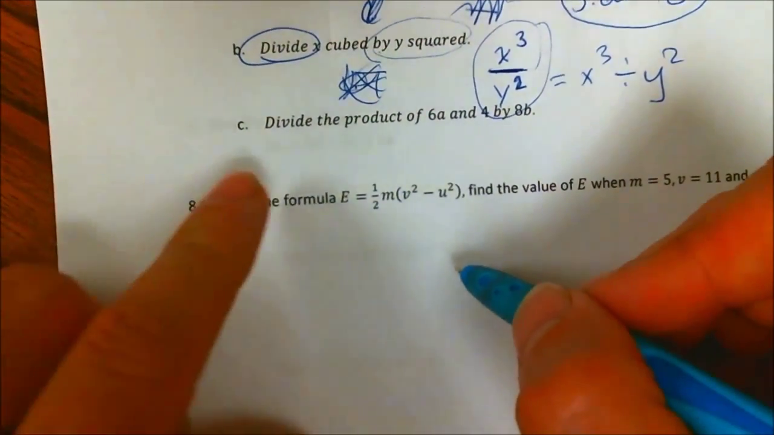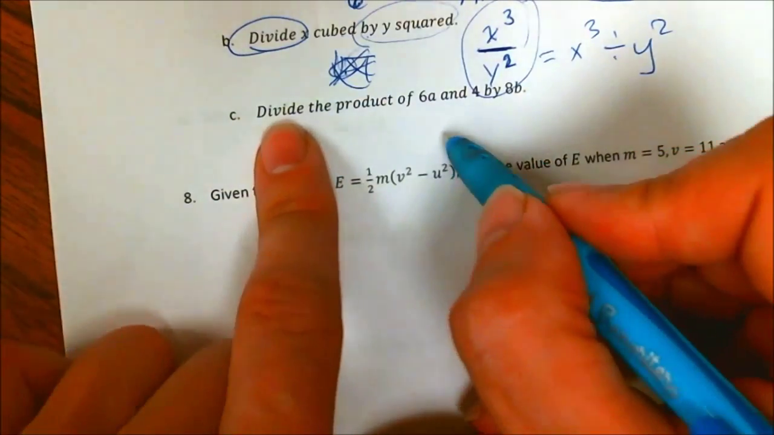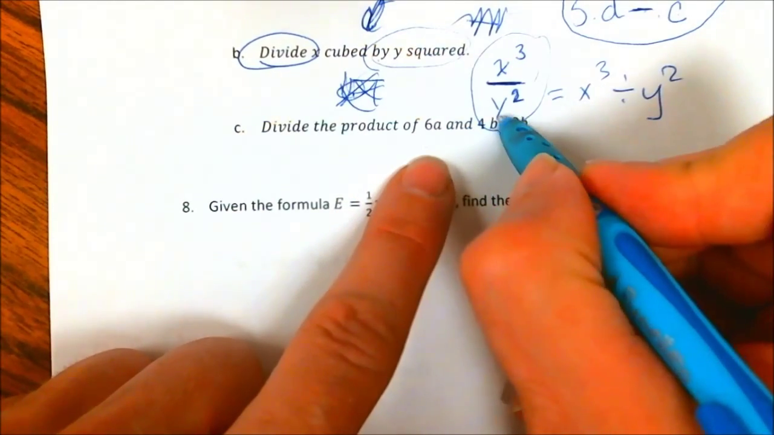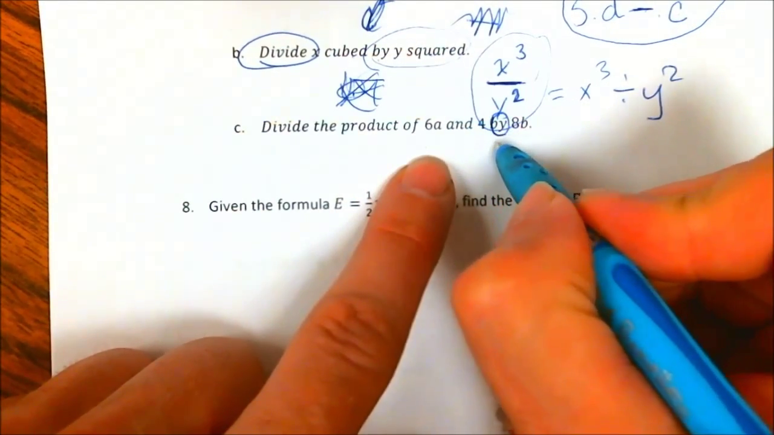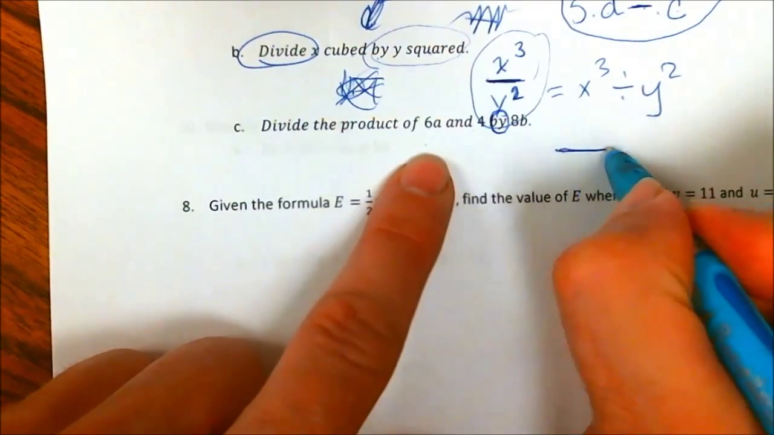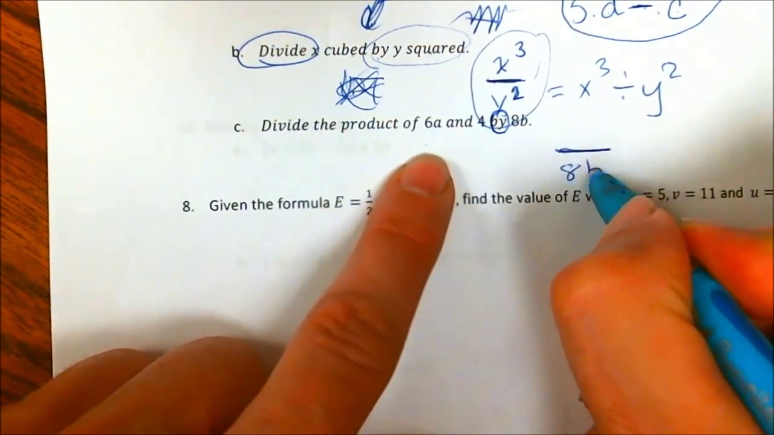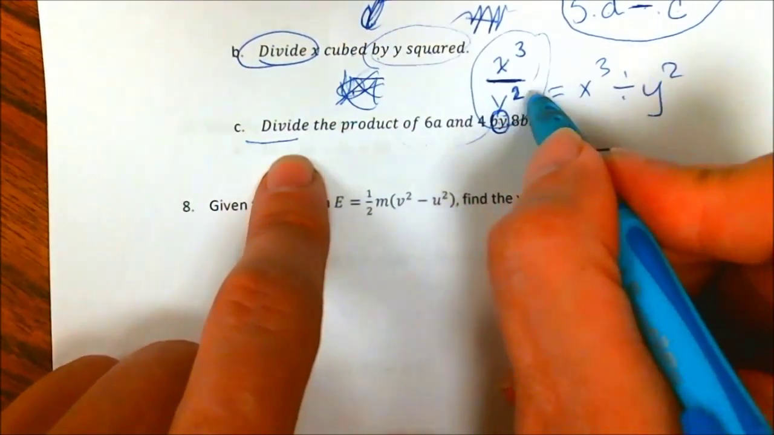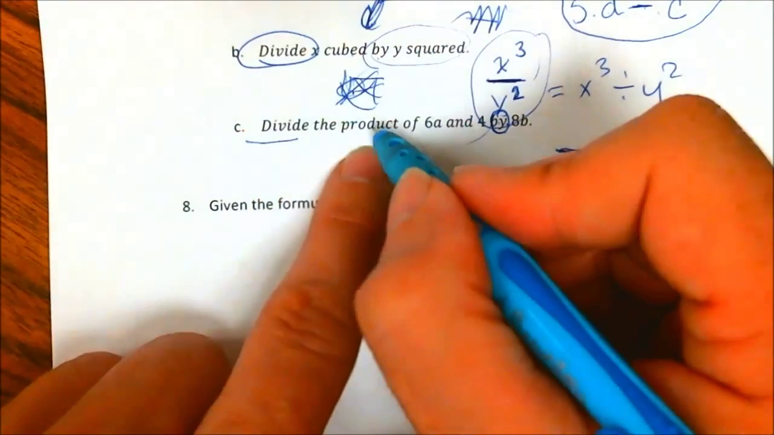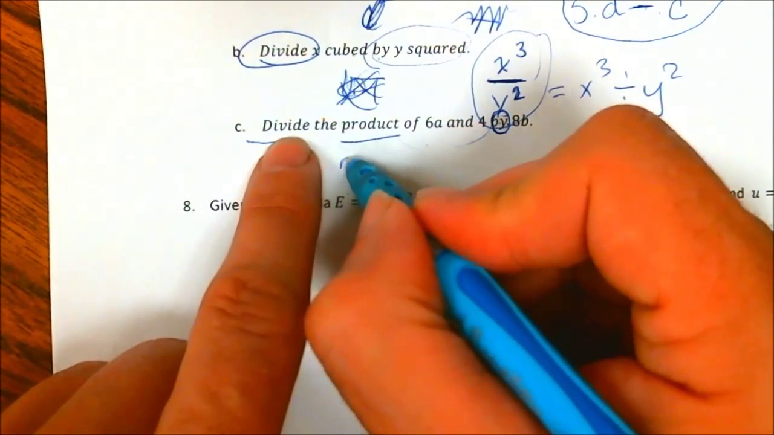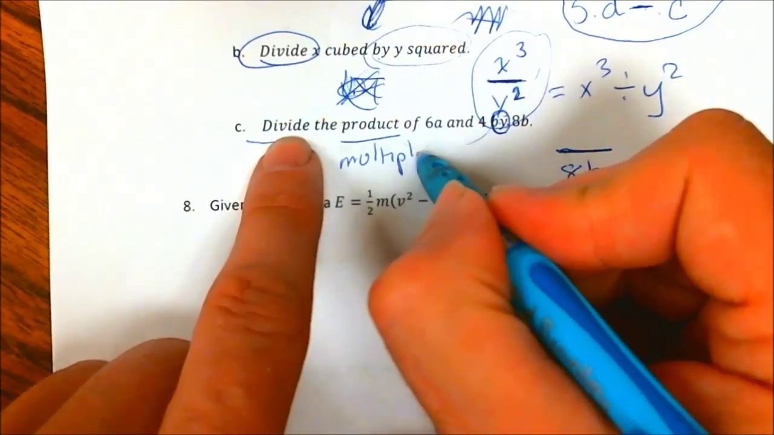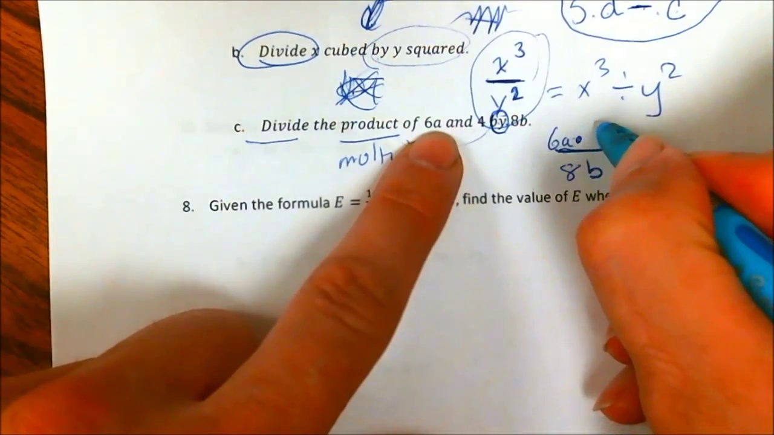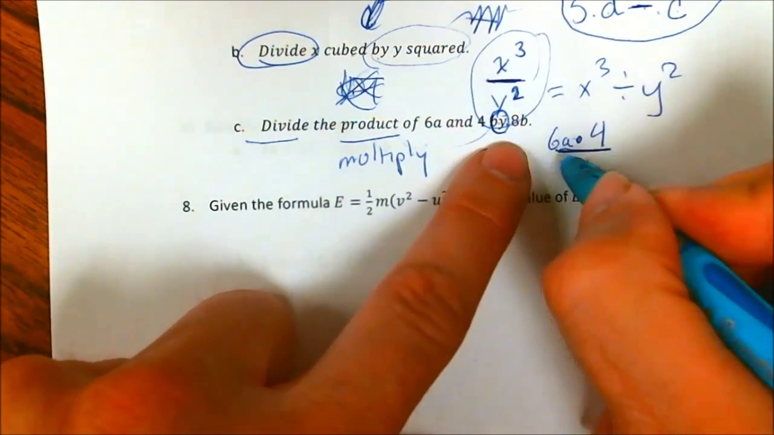Cool? The last one says divide the product of 6a and 4 by 8b. This is the key, by. We know that 8b is on the bottom of something because it's division, divide by. We're dividing this side by this side. There's 8b. Product means multiply. So I'm going to multiply 6a and 4 together and then divide it by 8b.